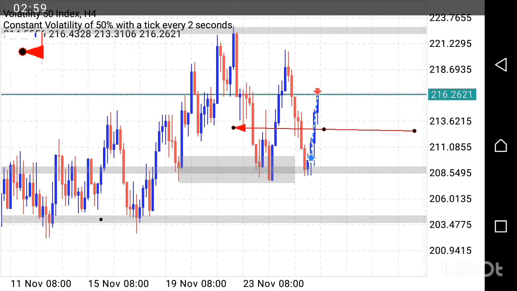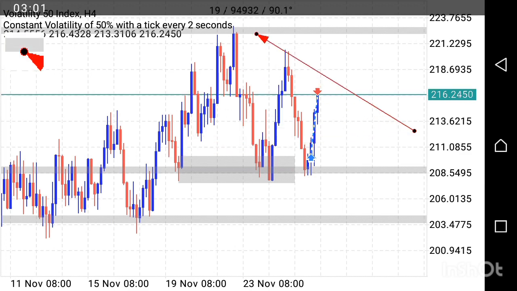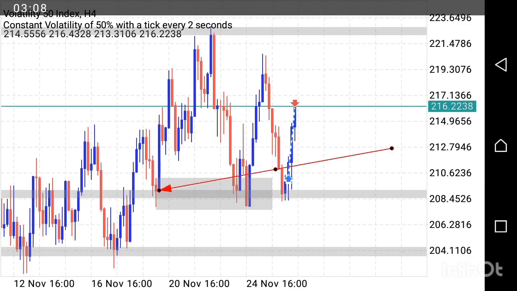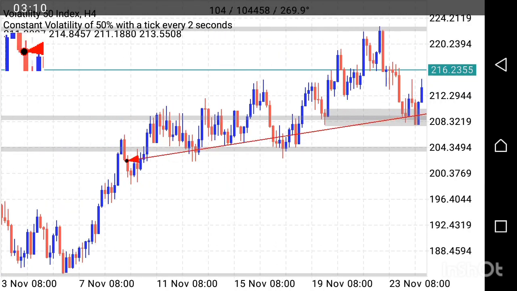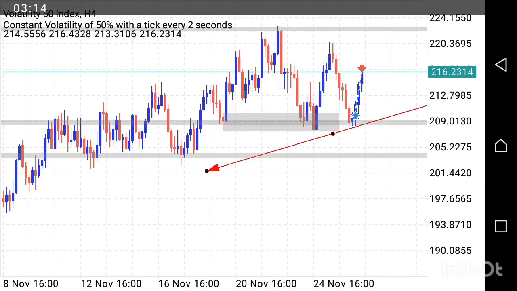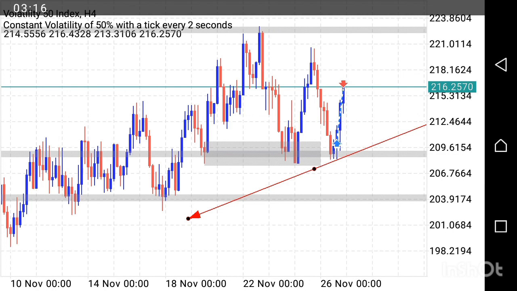You can see all the zones we marked, all the support areas. You can see multiple wick rejections around all those zones we marked, making them valid zones. You can see there are multiple wick rejections, trying to break the zone, you understand, guys. So that is why I start my analysis from the daily.